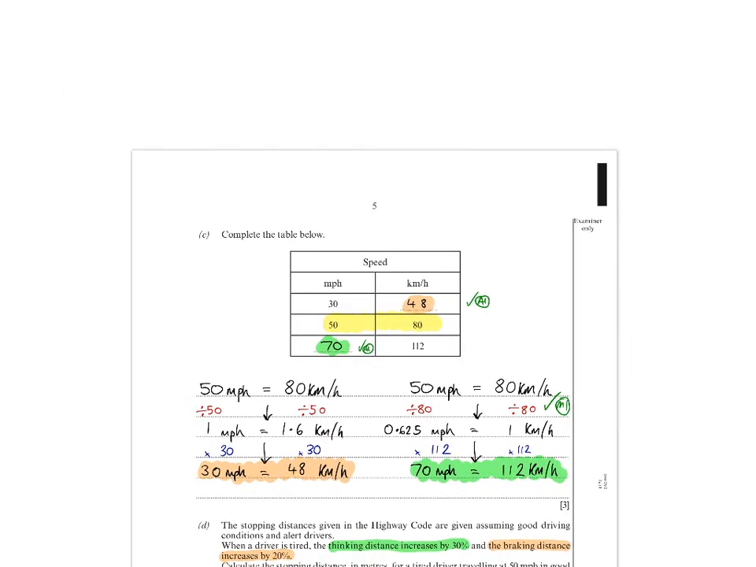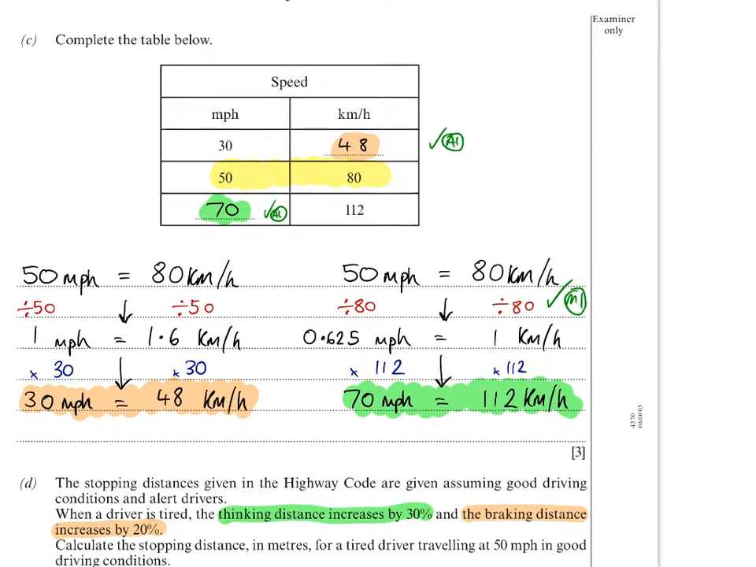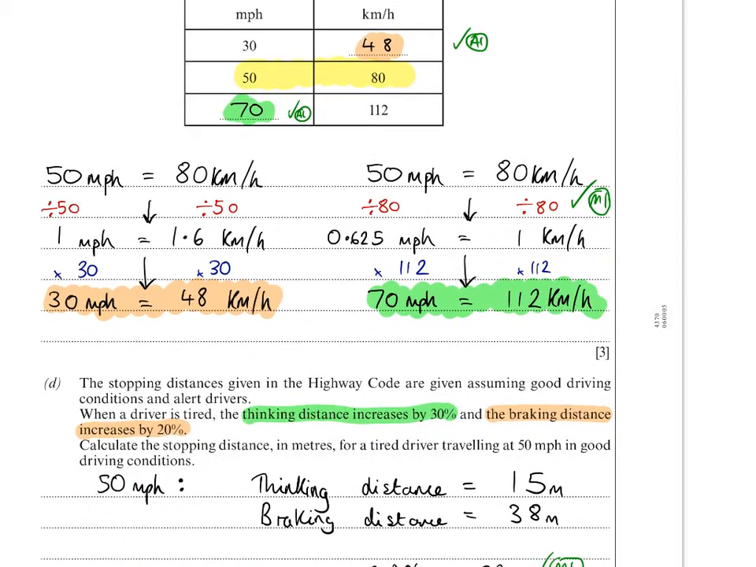For the next bit here, just be careful. The common misconception would be that this increases by 30, this increases by 20, so it's an overall increase of 50, and that's not true because they're different distances. So what I've done here is I've gone and read off the table from the previous page. I've read that the thinking distance is 15 metres and the braking distance is 38 metres. So this 15 needs to be increased by 30%, and this 38 needs to be increased by 20%.